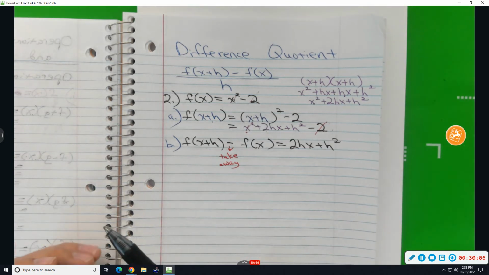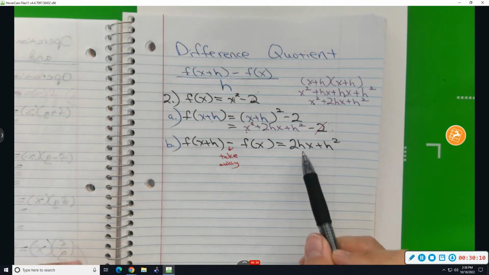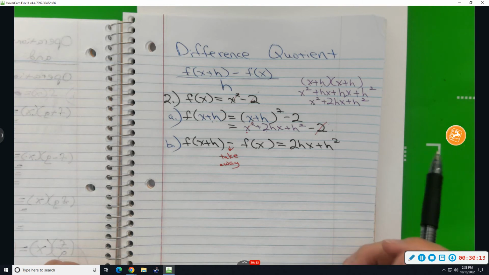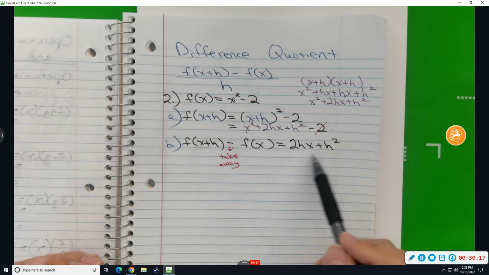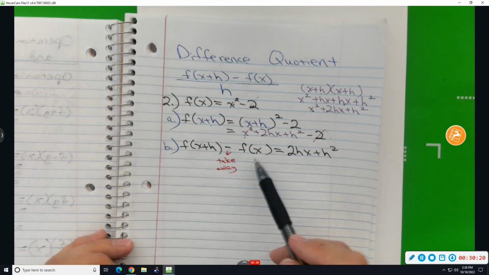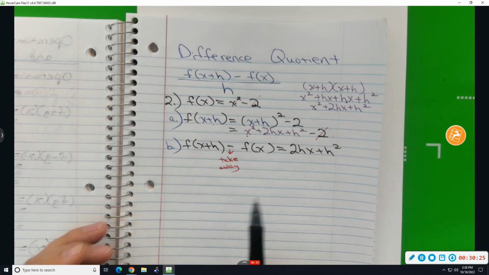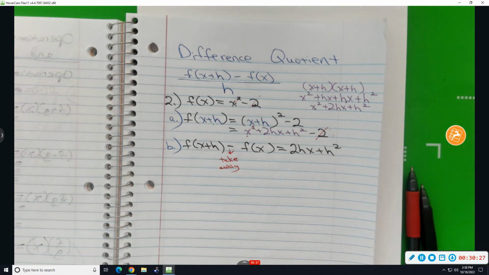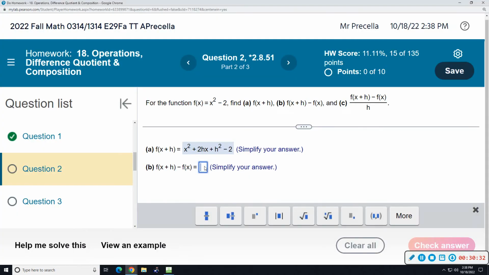Here's something you'll want to notice. Every term that remains must have what letter? An h. So that's something you'll want to remember. Every term that's remaining, once you subtract off the original function, will have an h. So just to check and make sure that the answer is right, okay, that's 2hx plus h squared.